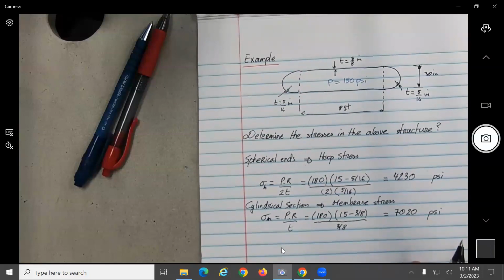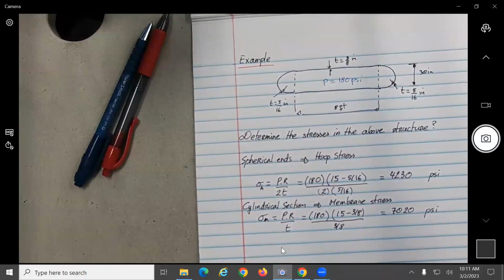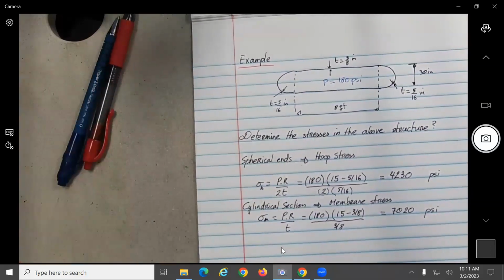Okay, so this is what this problem is asking, but I'm going to add one more thing. I mean, this is straightforward, but generally what happens is that, so consider that the above structure is built by welding two hemispheres to a cylinder.